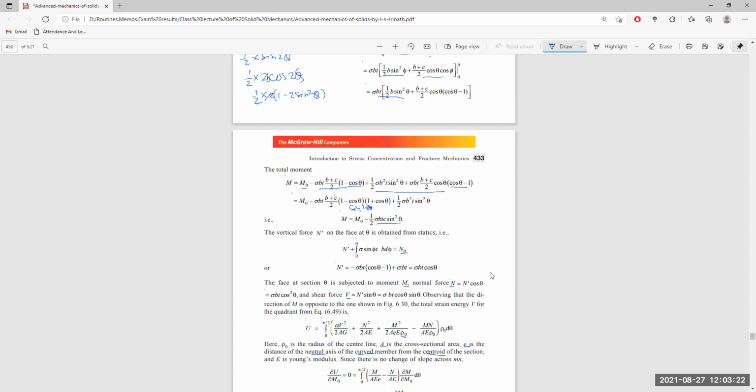The neutral axis and the center of the section. And E is the Young's modulus itself. There is no change of slope across Mn. Mn is totally horizontal, no slope is changing. Mn is horizontal.